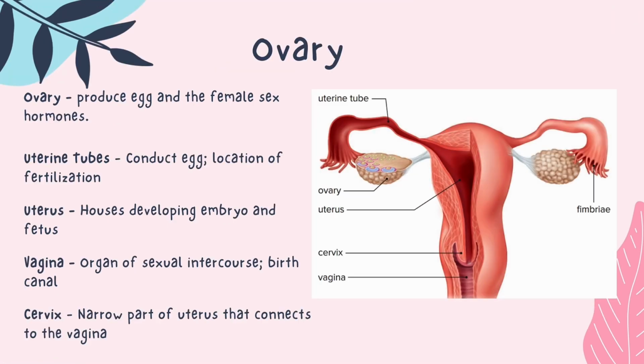Let us now proceed to the female reproductive organs. These are the parts of the female reproductive organs. First is the ovary. The ovary produces the egg and female sex hormones. The uterine tubes, also known as fallopian tubes, are the site of fertilization and the passageway of sperm and egg. The uterus houses the developing embryo and fetus, and the vagina is the organ of sexual intercourse and the birth canal. Last is the cervix, found between the uterus and vagina, that serves as a passageway.